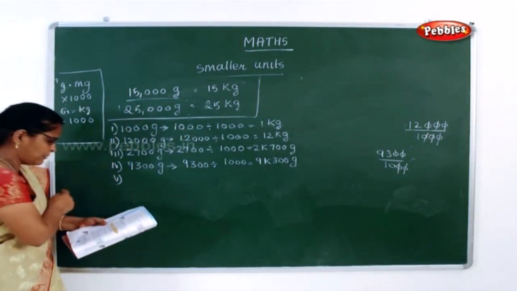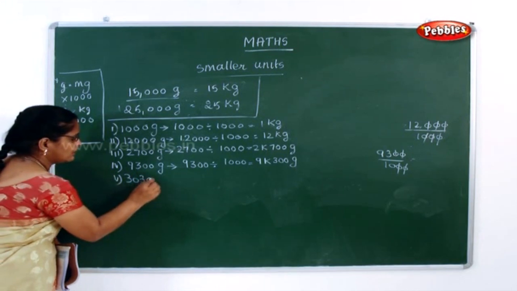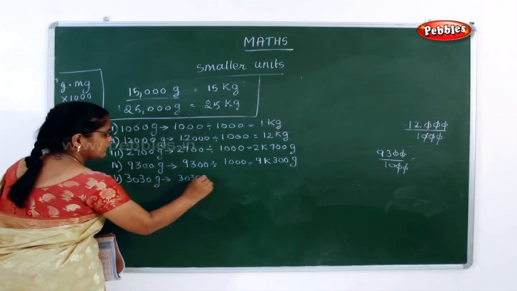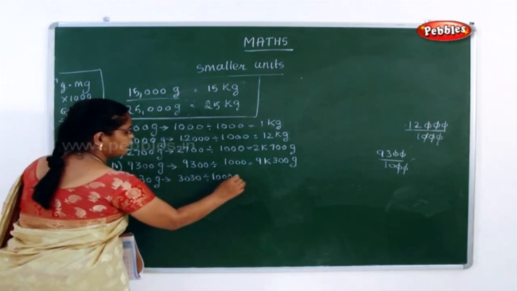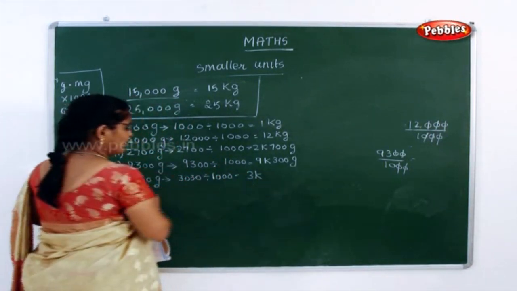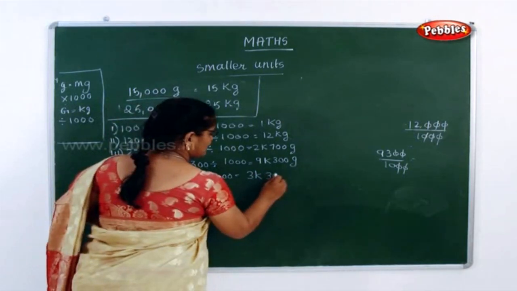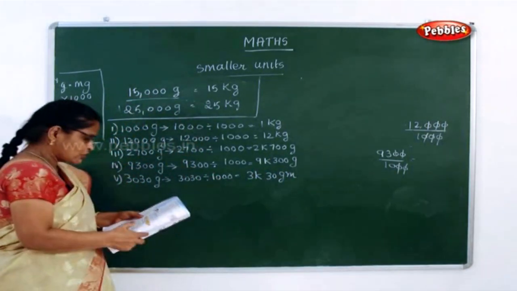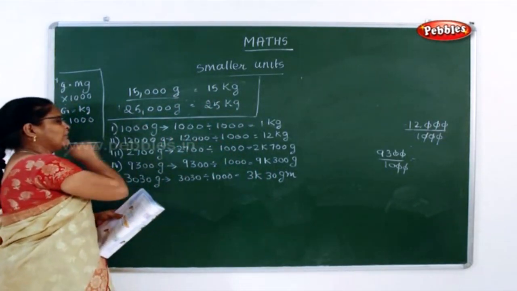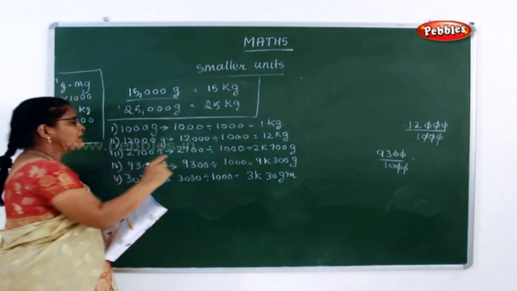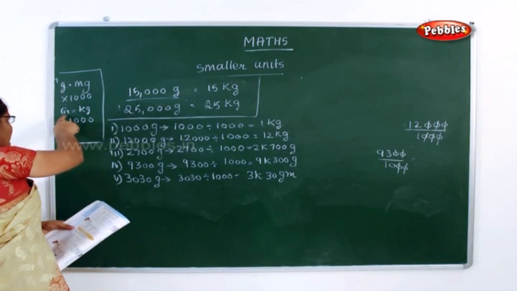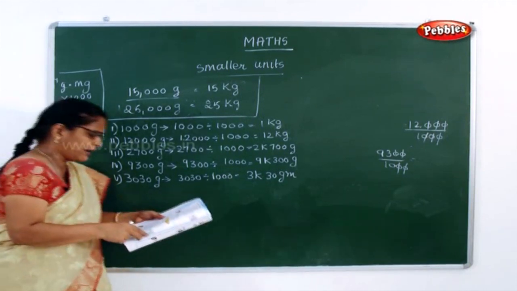Now next, what is your fifth sum? It's given 3,030 gram. How will you convert this again? 3,030 divided by 1000. You have to divide it by 1000. Now what is the answer you get? It is 3 kilo, and what is remaining here? 30 grams. So this is how you have to convert the gram into kilogram. When you want to convert gram into milligram, you have to multiply. When you want to convert gram into kilogram, you have to divide by 1000.